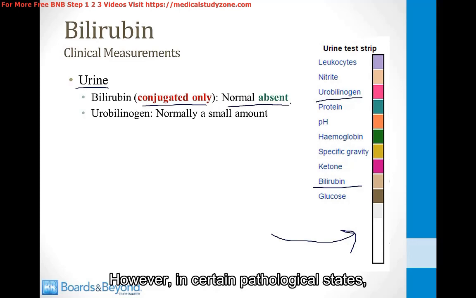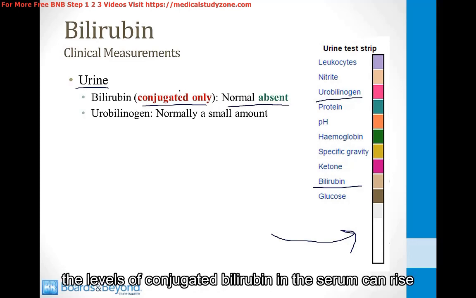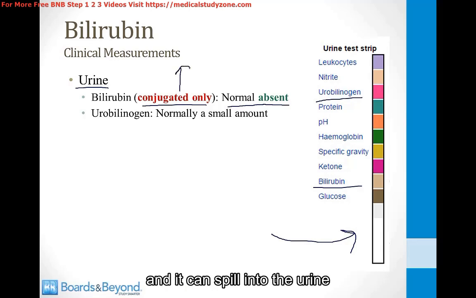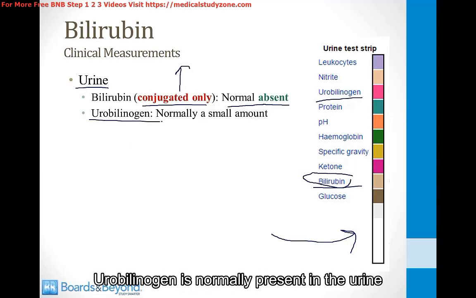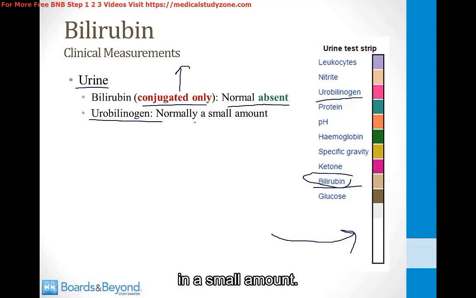However, in certain pathological states, the levels of conjugated bilirubin in the serum can rise and it can spill into the urine, and then you'll be able to detect it with a urine dipstick. Urobilinogen is normally present in the urine in a small amount. As we talked about before, it gets converted to urobilin.